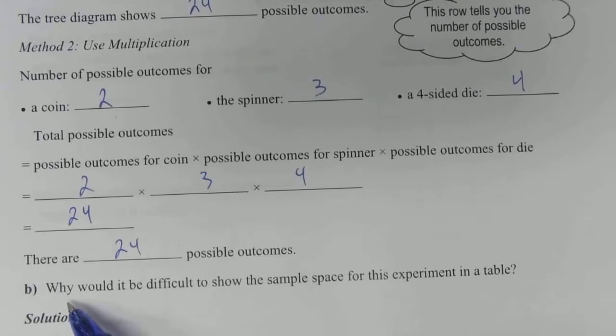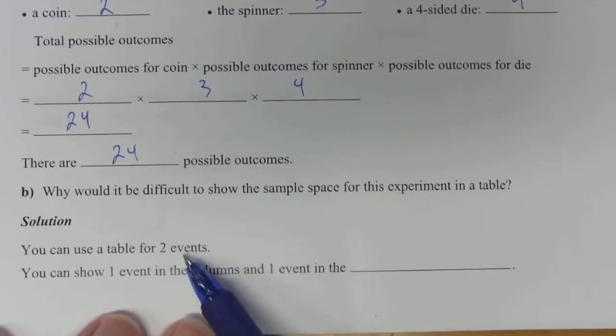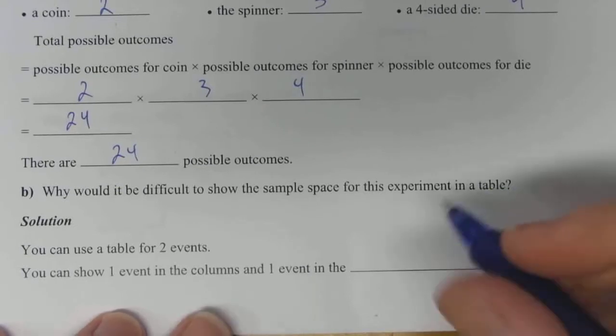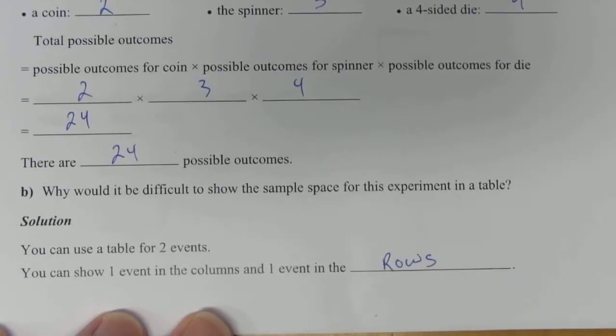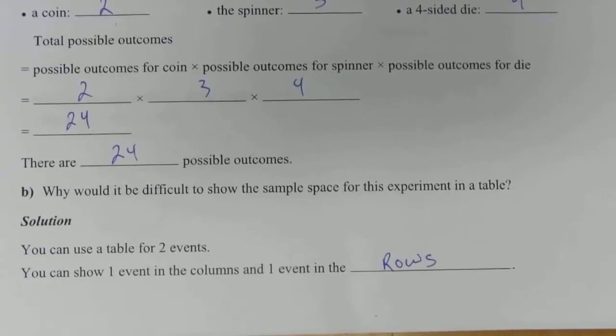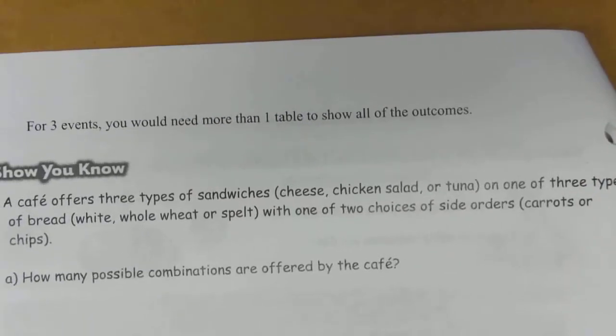And here's part B. Why would it be difficult to show the sample space for this experiment in a table? Well, as I said, you can use a table for 2 events. You can show one event in a column and the other in the row. But once you get to 3, you don't have a third element to your table. So unless you could draw a table in 3D that comes out of your paper, you wouldn't be able to do one with 3 events in a table.